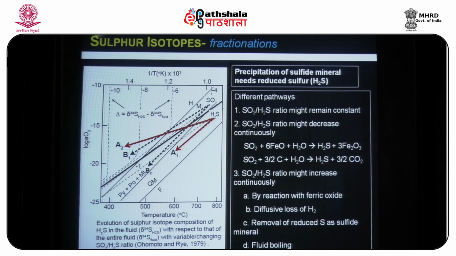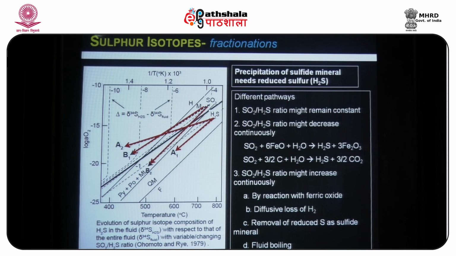Now, if the fluid lies initially in the sulfur dioxide dominated field, that is above this line, and if the SO2 H2S ratio does not change, then there will be fractionation with decreasing temperature. So, the H2S will gradually be depleted in the heavier isotopes, because as the temperature decreases, we know the fractionation becomes more prominent. So, sulfur dioxide again will take away the heavier isotopes from H2S, and H2S will be gradually depleted in 34S, resulting in lower del 34S value.